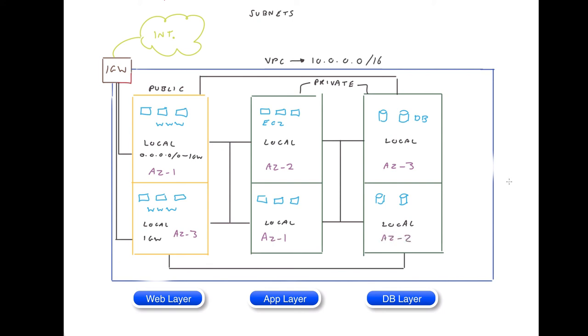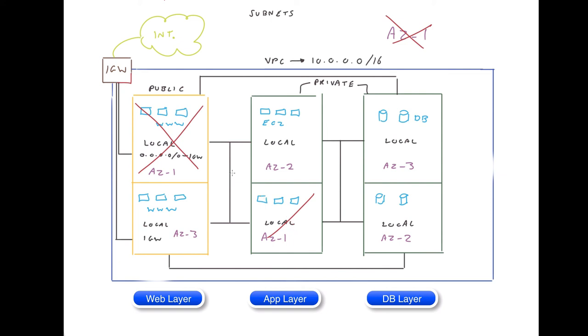So now let's run through the scenario again. Let's imagine AZ1 experienced a failure. So what would happen here? This public subnet would be out of action, this application subnet, and that is it. So in this situation, we still have one subnet available in each layer of our infrastructure. So should we experience a failure with availability zone 1, our services will remain up and running.